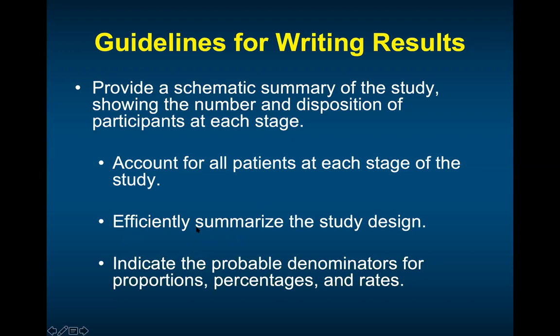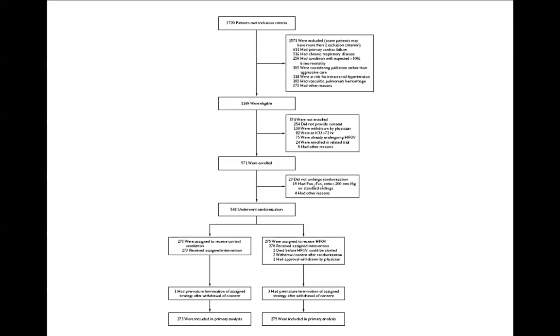So this would summarize efficiently the study design. So this is a flow diagram from one of the studies. How many screened, how many eligible, how many enrolled, how many randomized, how many in this group, how many in this group, how many received intervention or did not, how many contributed to the primary outcome.